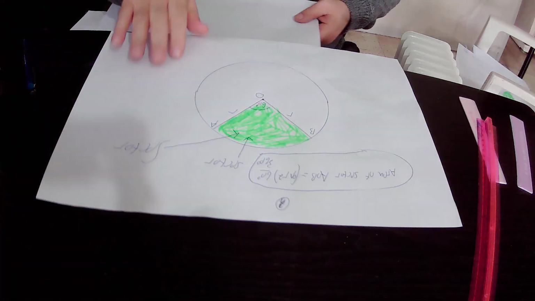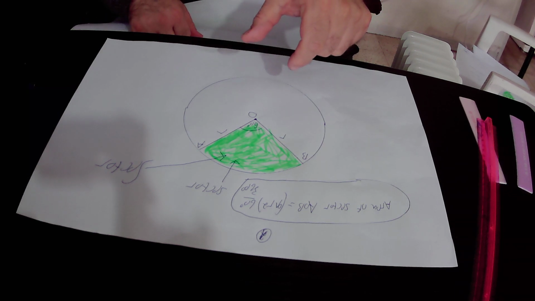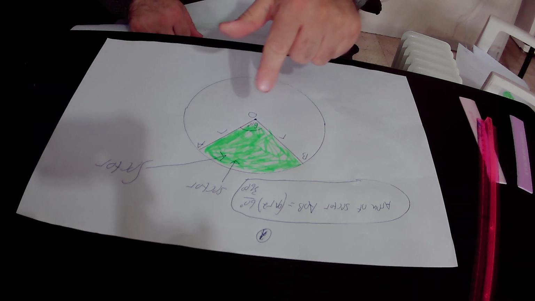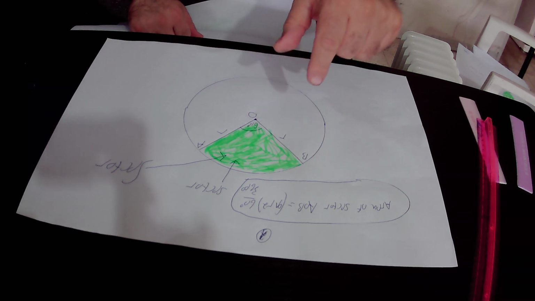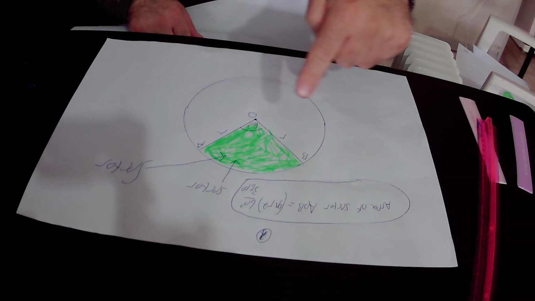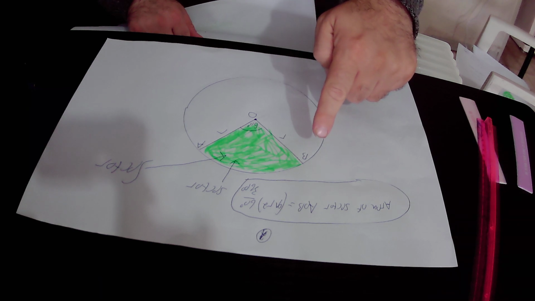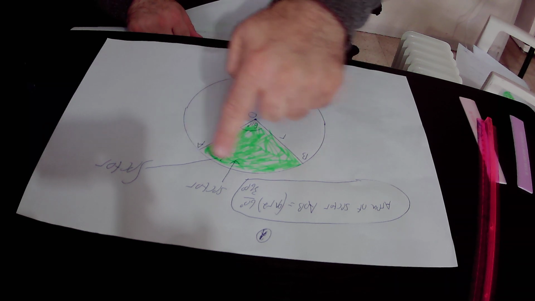First of all, I explain to you what a sector is. A sector is the area that is bounded by two radiuses and the arc that is located between those two radiuses. So the green shape is the sector AOB. Sector AOB is the area that is bounded between this radius and the arc AB.